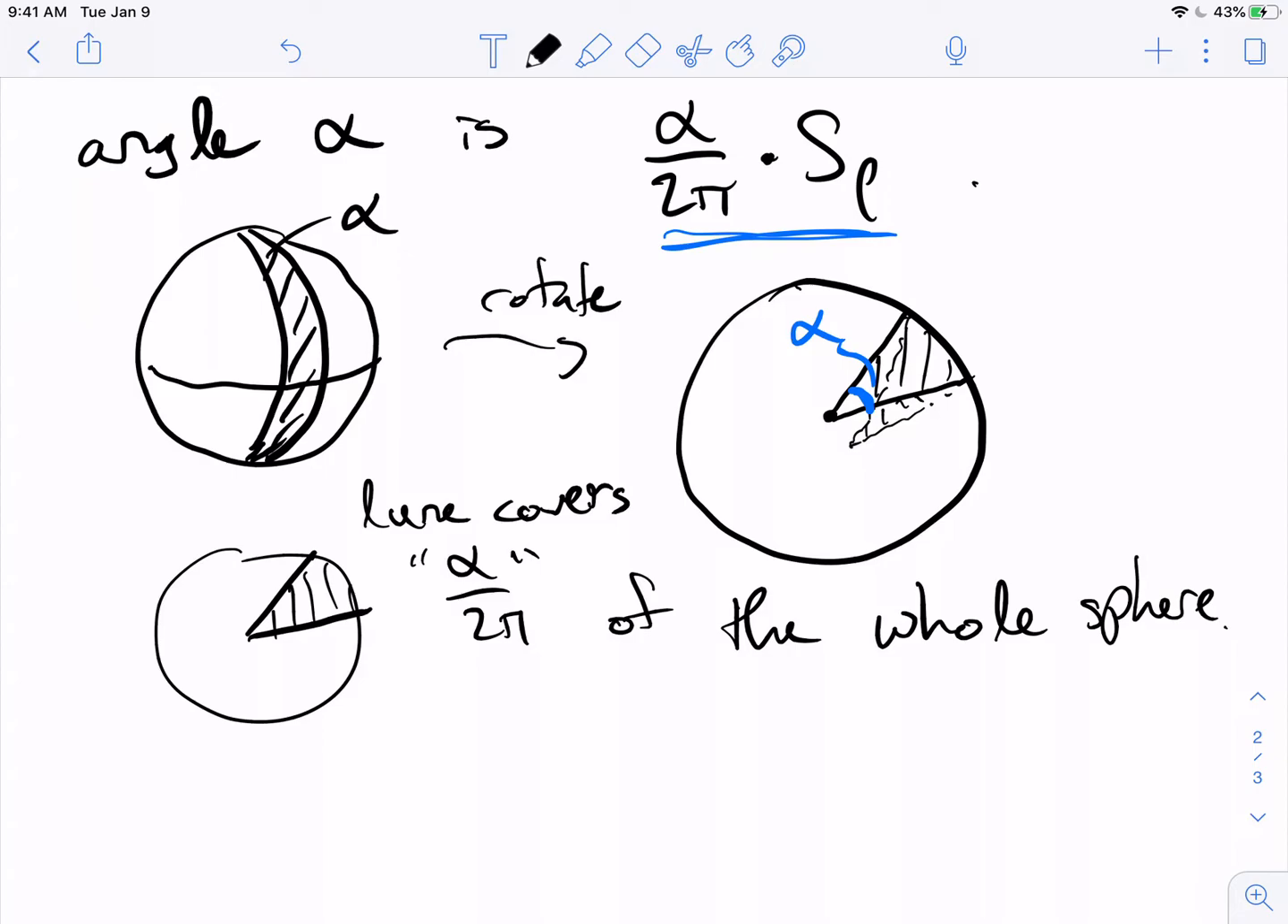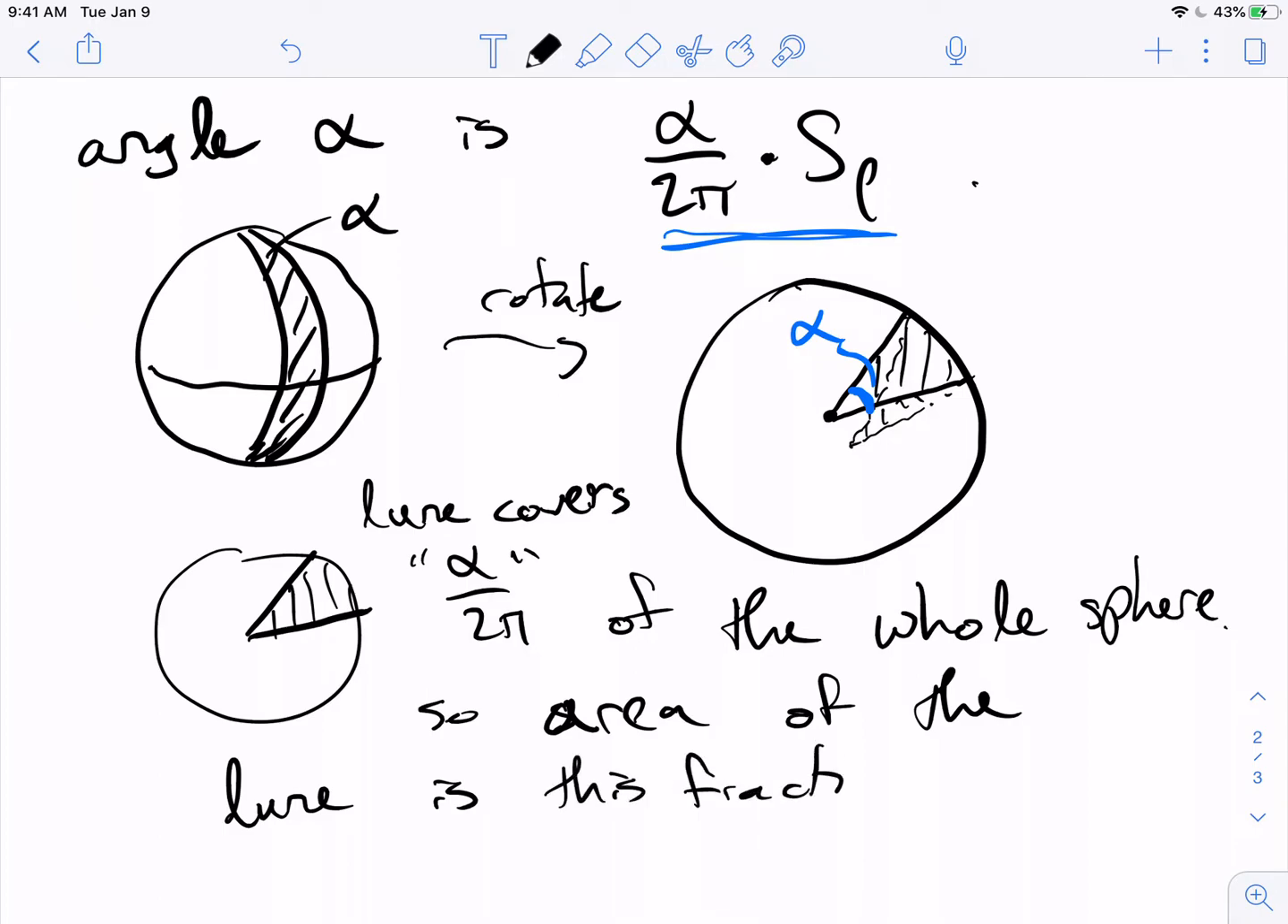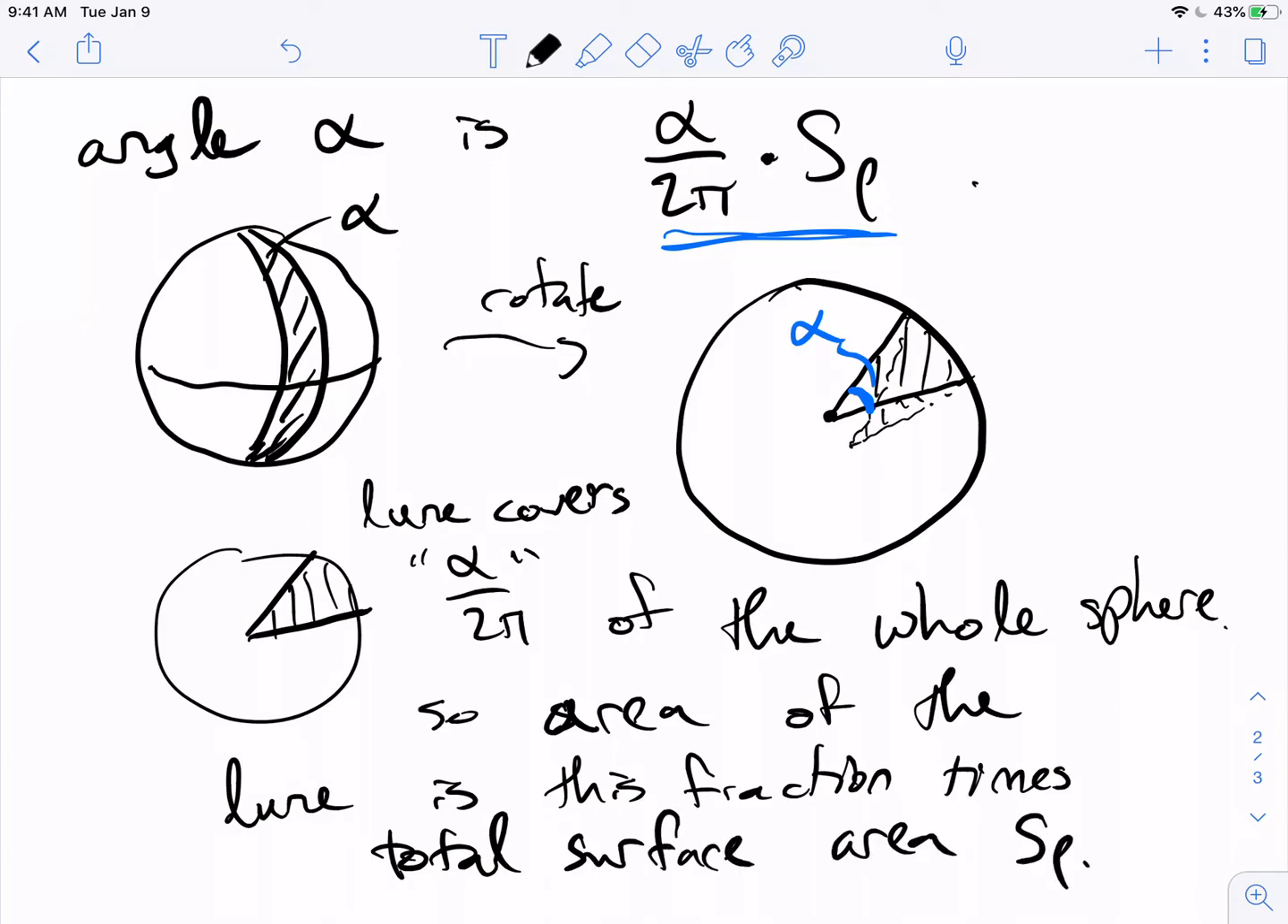And so what's the surface area of the lune? Or the area of the lune is this fraction times the total surface area, which is S rho. Okay.